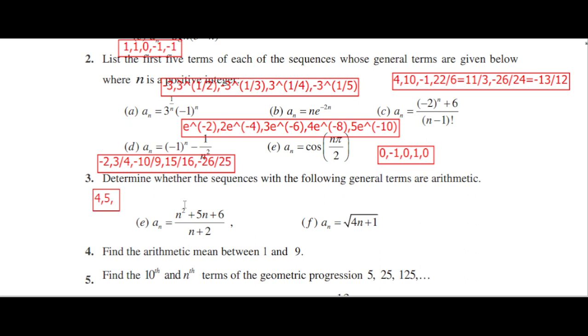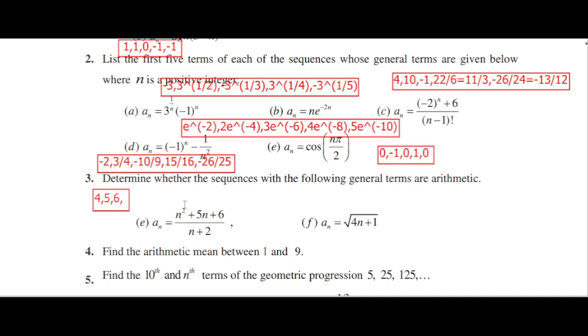We have 3 squared is 9, plus 5 times 3 is 15, plus 6, over 3 plus 2, which is 5. 9 plus 15 is 24, plus 6 is 30, 30 over 5 is 6. So the third term will be 6.